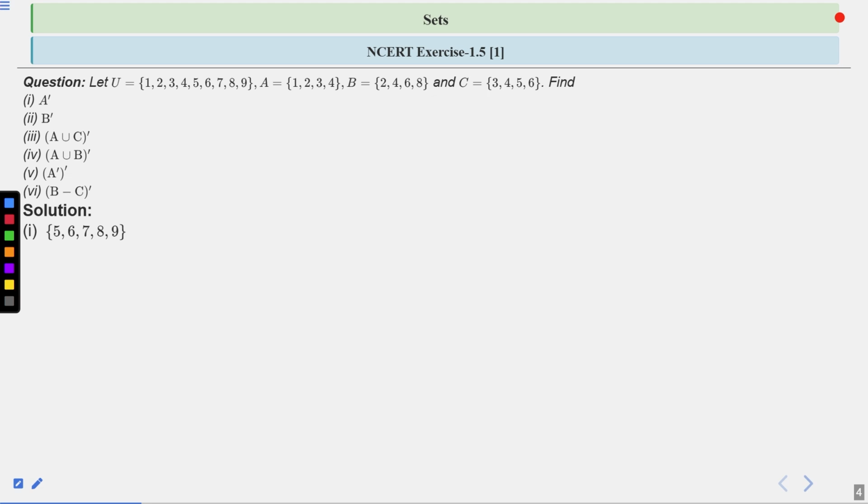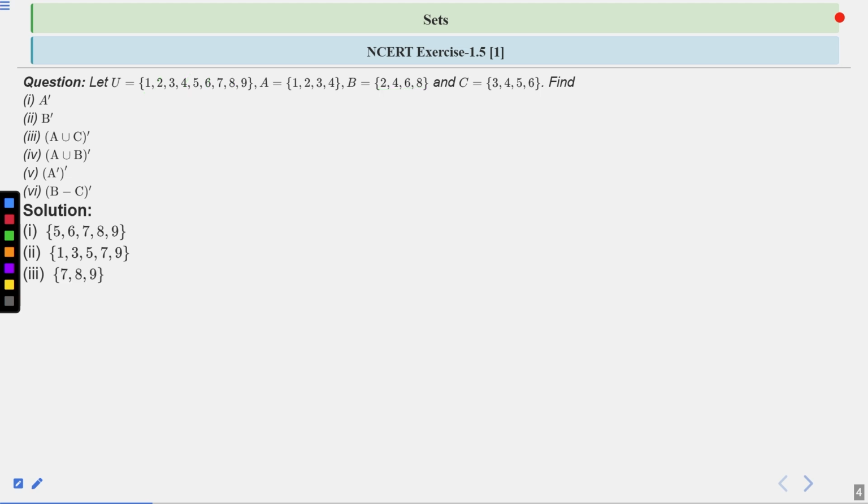Clear? B complement. So B complement will be elements from the set U, and eliminate all the elements which belong to the set B. So 2, 4, 6, 8. Eliminate 2, 4, 6, 8. You are left with 1, 3, 5, 7, 9. The set 1, 3, 5, 7, 9 will be the B complement set.